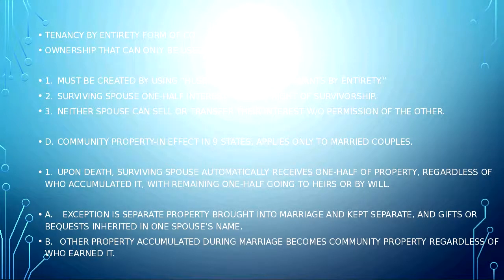Now, what's the benefit of tenancy by entirety? Well, the surviving spouse gets 1/2 of the interest by right of survivorship. So, when one of the tenants dies, the surviving spouse takes 1/2 automatically by right of survivorship. Only 1/2 though. Neither spouse can sell or transfer their interest without the permission of the other. Okay?